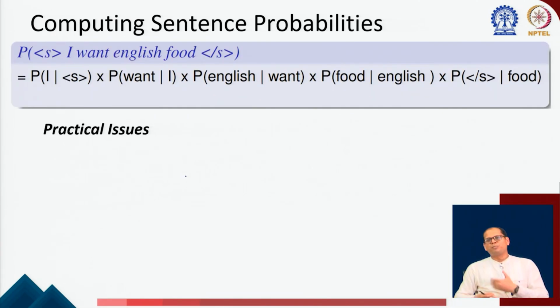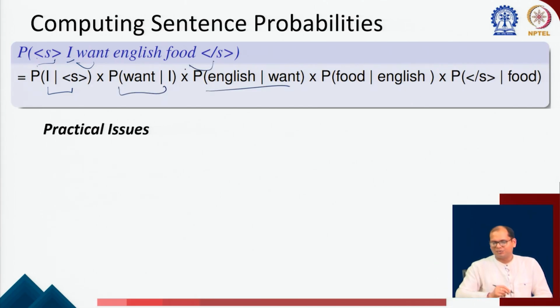And you can use this to compute the probability of the entire sentence. So suppose my sentence is: start of sentence, I want English food. I'll compute it in a bigram language model as I given start of sentence, want given I, English given want, and so on up to end of sentence given food. I'll have individual bigram probabilities, and I'll multiply them. Now immediately you may see an issue.